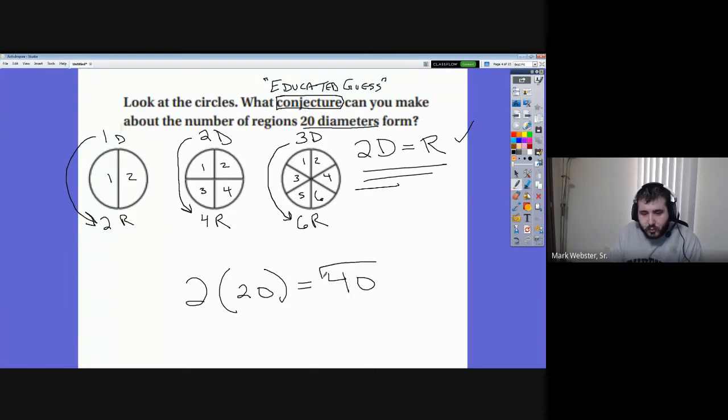So what we're saying is, because we only have the first three terms, we don't necessarily know that it's true. But based on what we have, and this is why we're talking in terms of hypotheses and conjectures, we're saying based on the information we have, if the pattern holds, then if we get up to 20 diameters, we better have 40 regions. Y'all get what I'm saying?